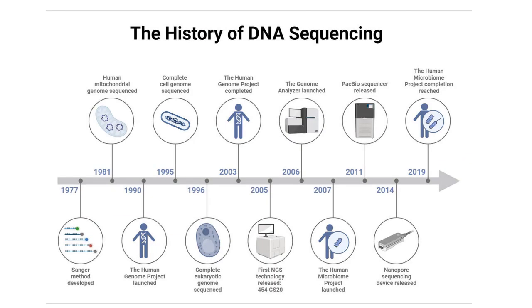Now, let us take a look into the history of DNA sequencing. The Sanger sequencing method was developed in the year 1977. The human mitochondrial genome sequencing was done in 1981. The Human Genome Project launched in the year 1990 and got completed in the year 2003. The complete eukaryotic genome was sequenced in the year 1996. The first NGS technology was released in the year 2005. The Human Microbiome Project was launched in the year 2007 and completed in the year 2019. The PacBio sequencer was released in the year 2011.